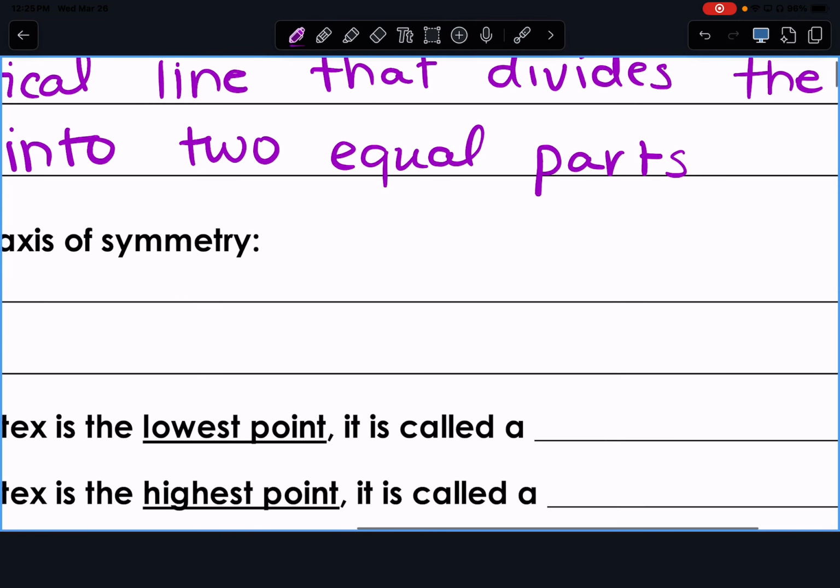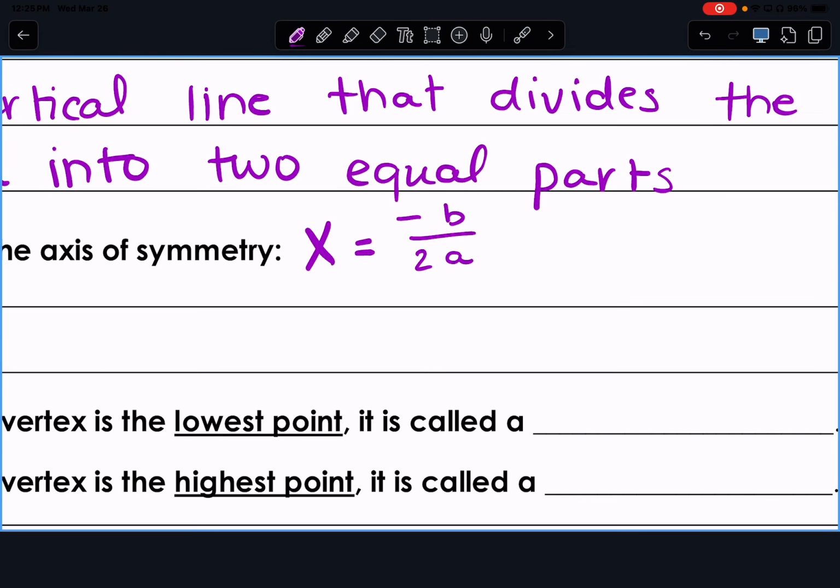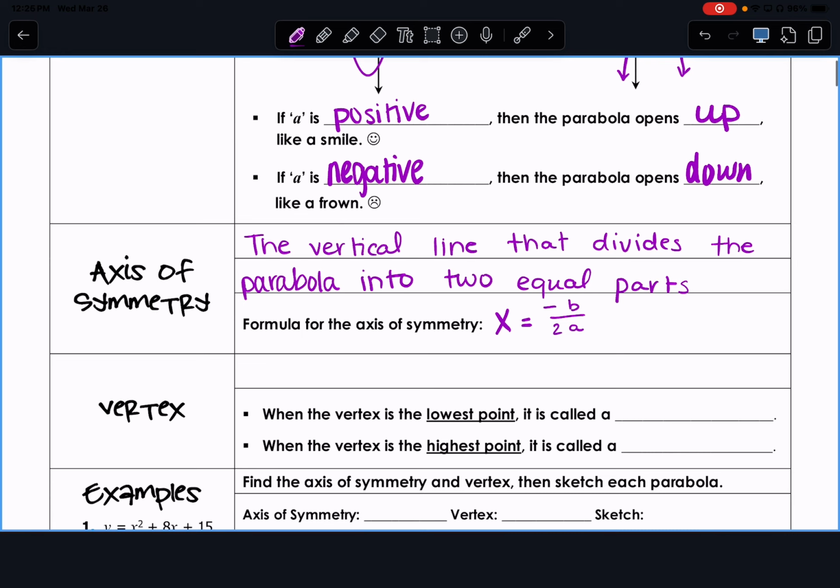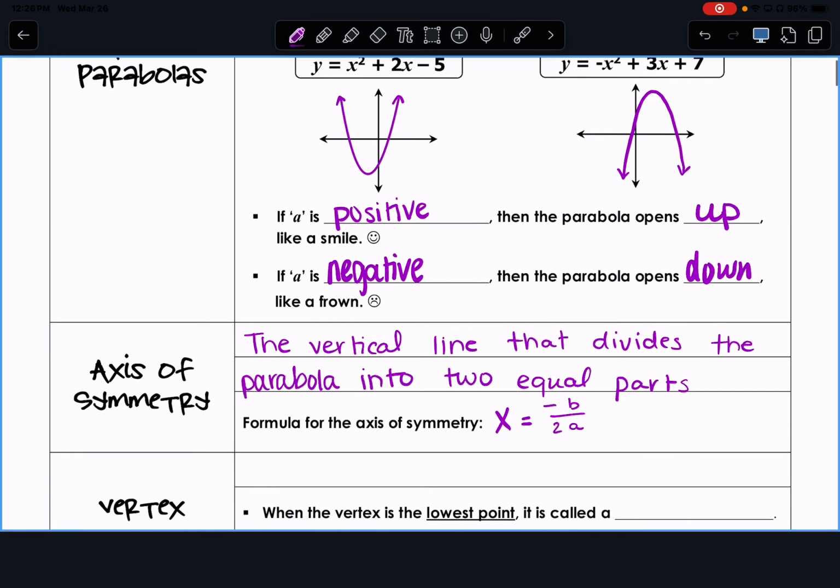we use the equation x is equal to negative b over 2a, and I can plug whatever into b and a. So would that be negative b divided by 2a? Yes. There you go.